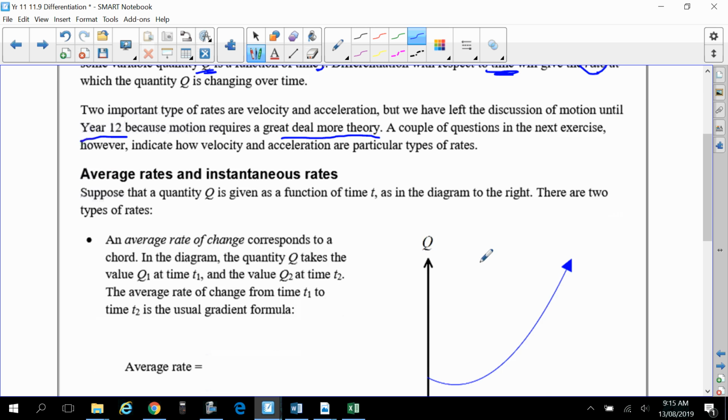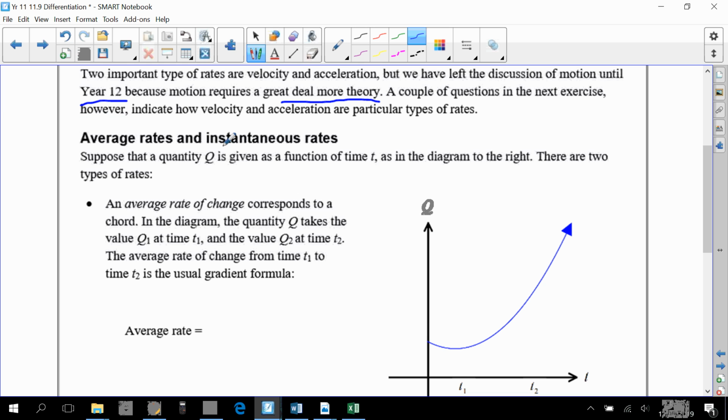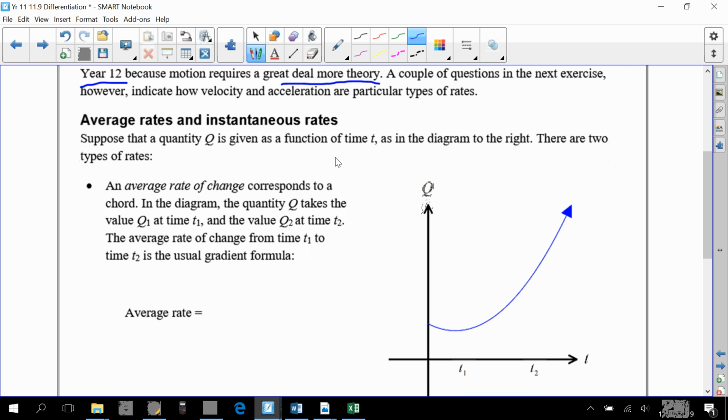Okay, next we're going to look at average rates and instantaneous rates. Again, the question comes, why is it a rate? Because if that's a quantity, let's say kilograms, and that's in minutes, then the rate will be, remember in year 8, a rate compares two different quantities, like kilograms per minute. So as an example, suppose that quantity q is given as a function of time t.